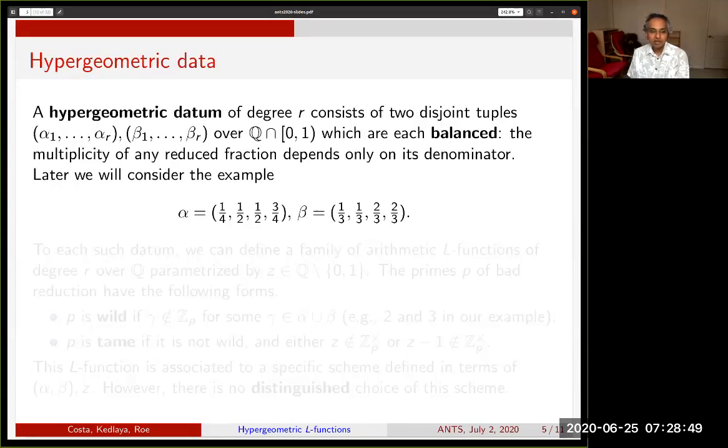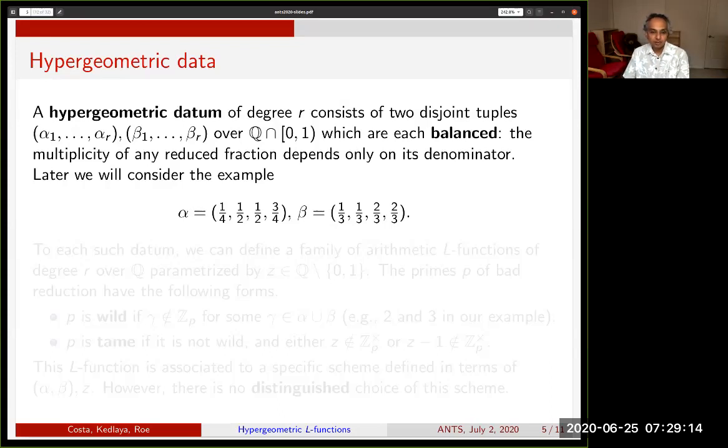Let's now consider the combinatorial data that define hypergeometric L functions. A hypergeometric datum of degree r consists of two disjoint tuples, alpha and beta, valued in the rational numbers normalized to lie in the interval from 0 inclusive to 1 exclusive. And each of these tuples is required to be balanced, meaning that the multiplicity of any reduced fraction depends only on its denominator.